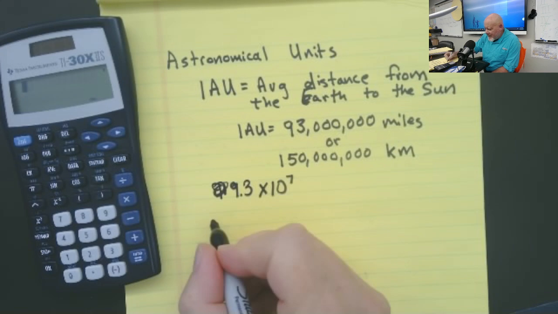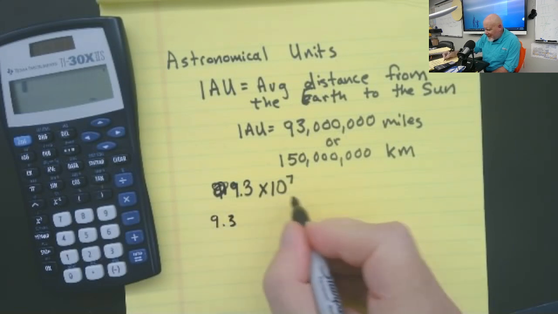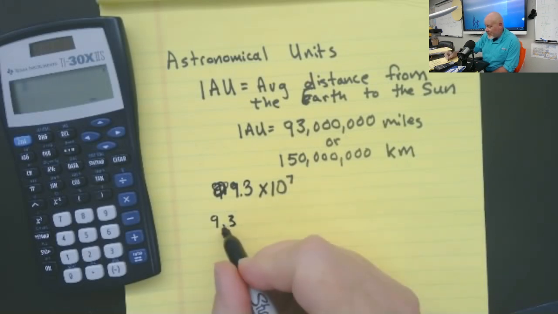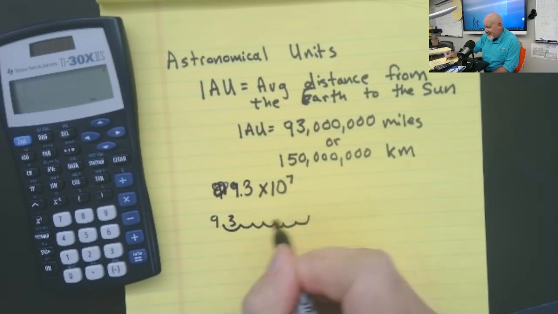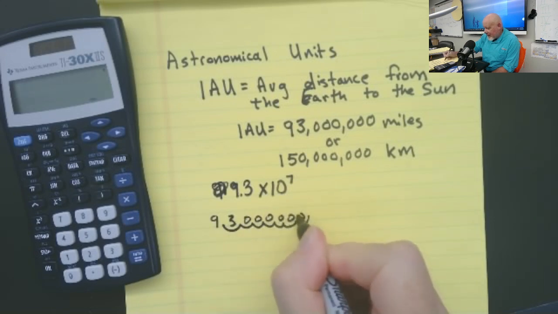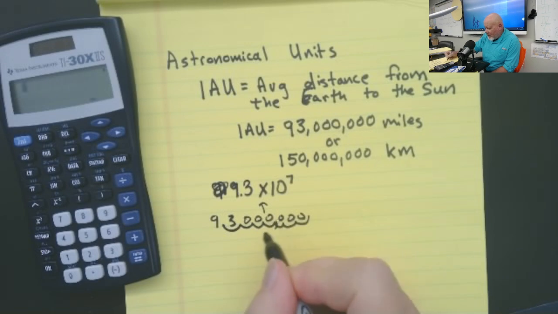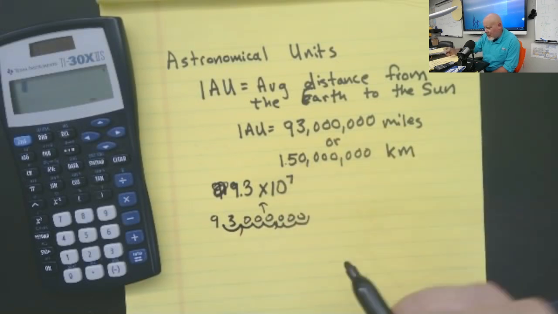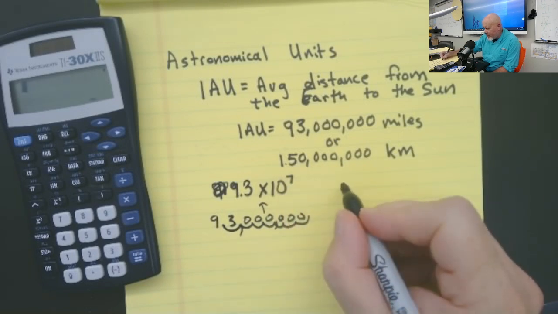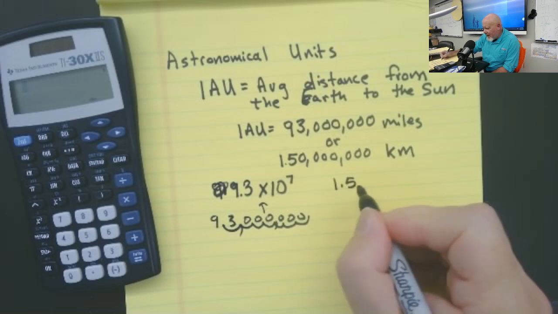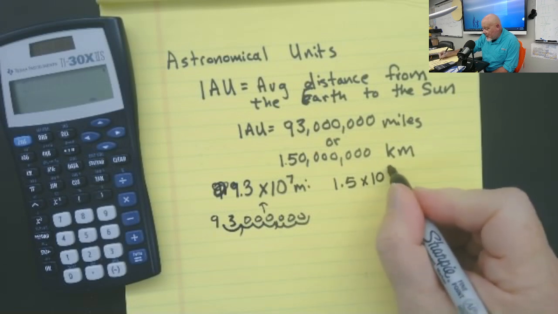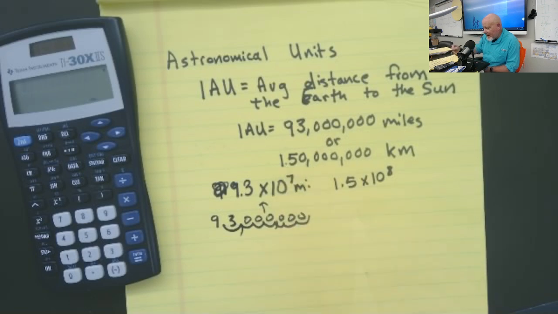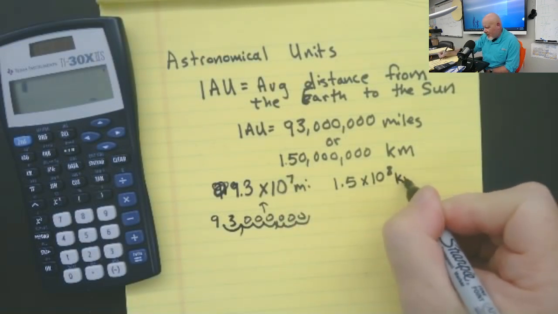Really what that says is that it's 9.3 times 10, 7 times, just like we did in the metric system. So I just moved the decimal point over 7 times: 1, 2, 3, 4, 5, 6, and 7. Add some zeros in there, and you see that this number and this number are pretty much the same number. We would write 150 and move the decimal point between the 1 and the 5, so we're going a little bit further. We would say that would be 1.5 times 10 to the 8th power, because we moved the decimal point 8 spots. This is miles, and that would be how many kilometers it is.